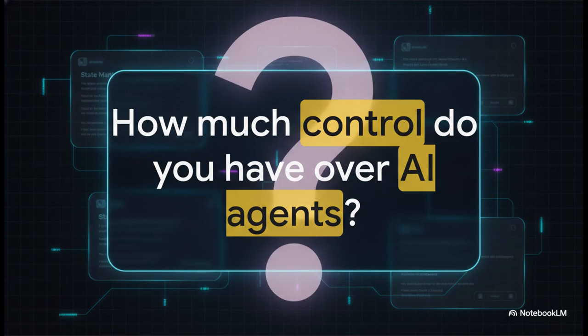As we wrap up this first segment, I really want to leave you with a provocative thought. Take a hard look at your current AI pipelines. How much control do you really have over your AI agents right now? If a critical failure happens tomorrow, can you rewind to the exact state and trace the logic? System determinism is the absolute foundation of enterprise resilience. It's time to take that control back.